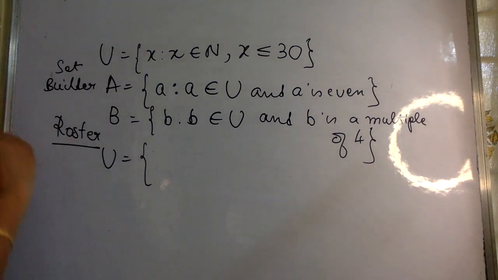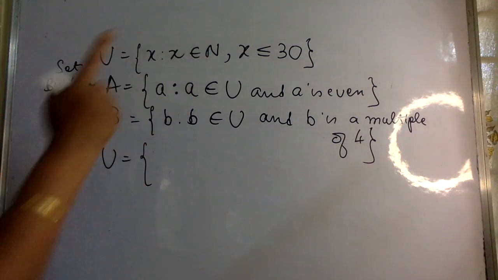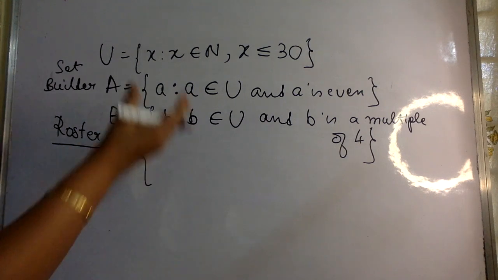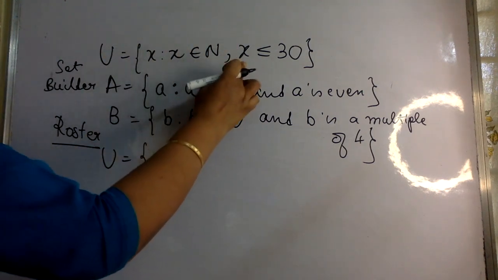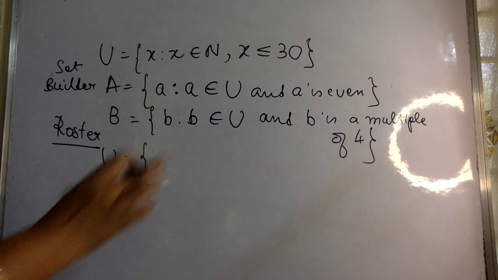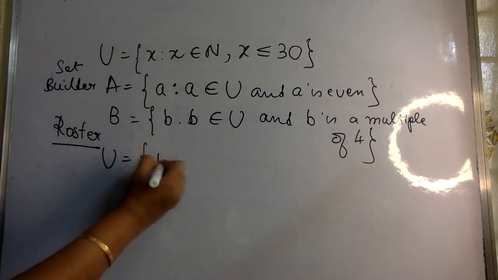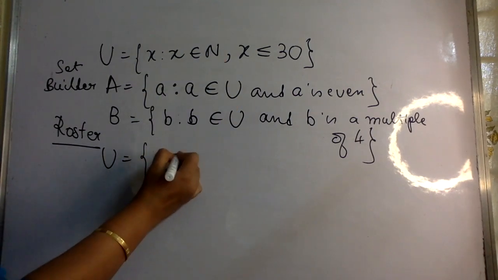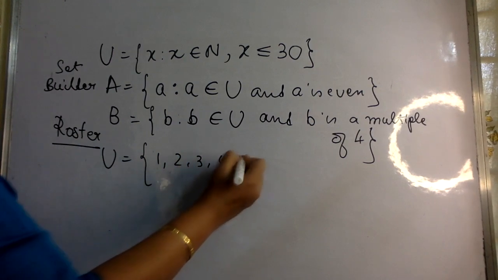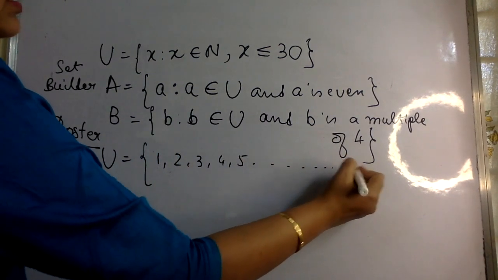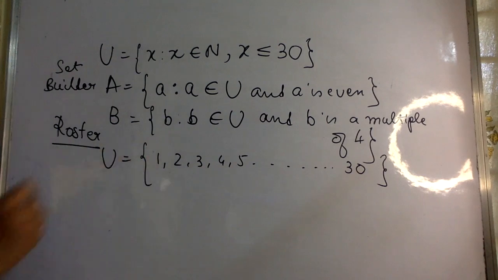Now, in the roster method, X is the elements of the set, and it has to be less than or equal to 30. So I start with 1, because natural numbers start with 1, 2, 3, 4, 5. Now I can't keep on writing till 30, so I'll just put dots.